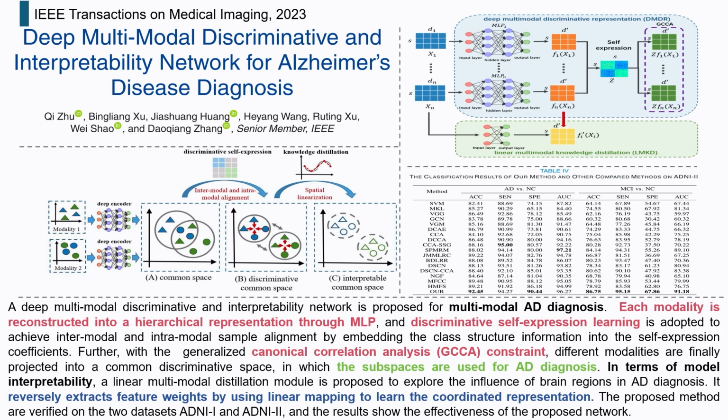And here is another one for AD discrimination. It used a multimodal discriminative network. And when they were using the MLP and self-learning, they also tried to combine generalized CCA as a constraint to finally project a more common discriminative space.